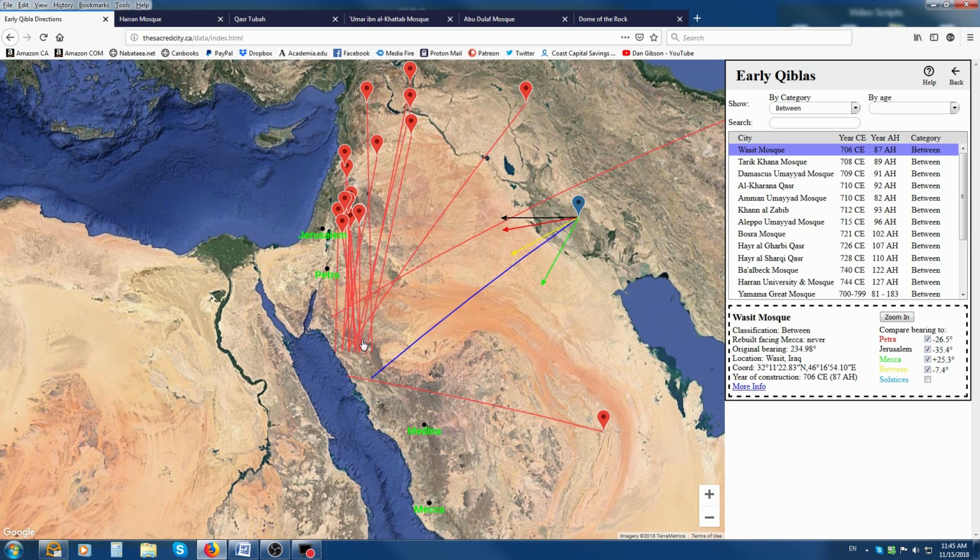And then General Hajjaj died. He was no longer the ruler of the eastern part of the empire. And you know what happened? They stopped building mosques to the between position.